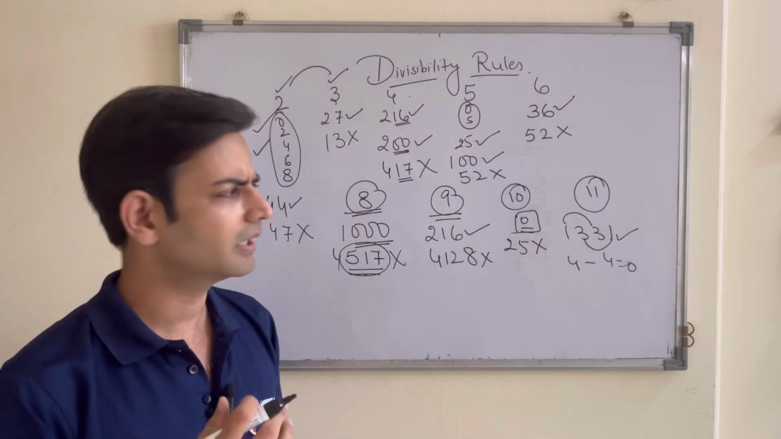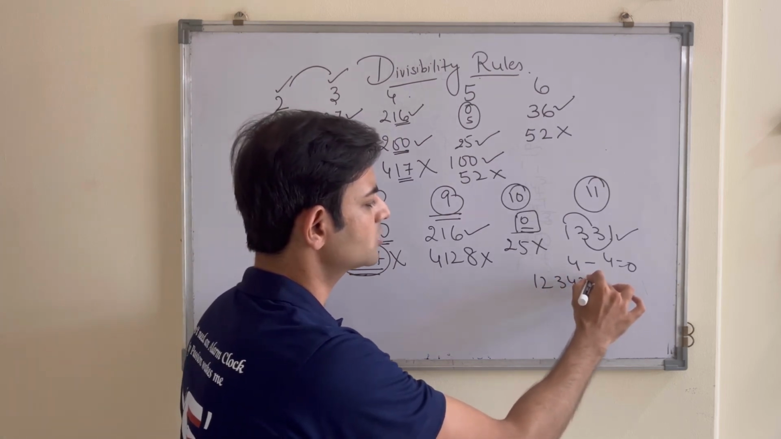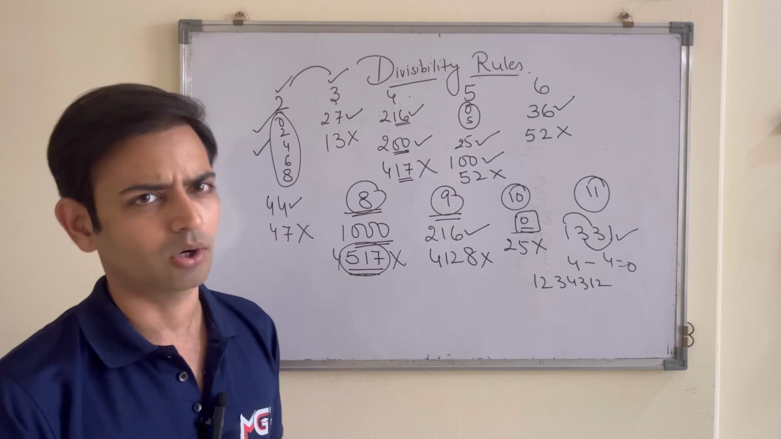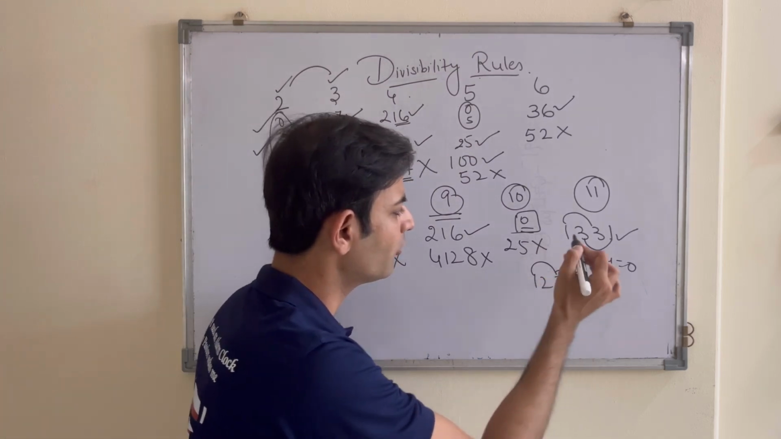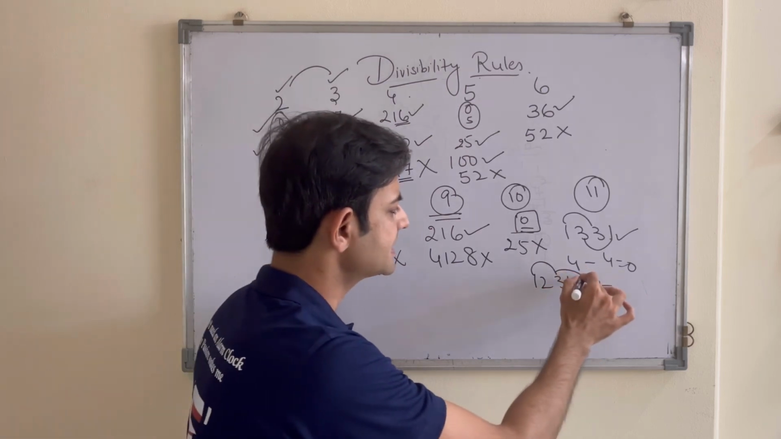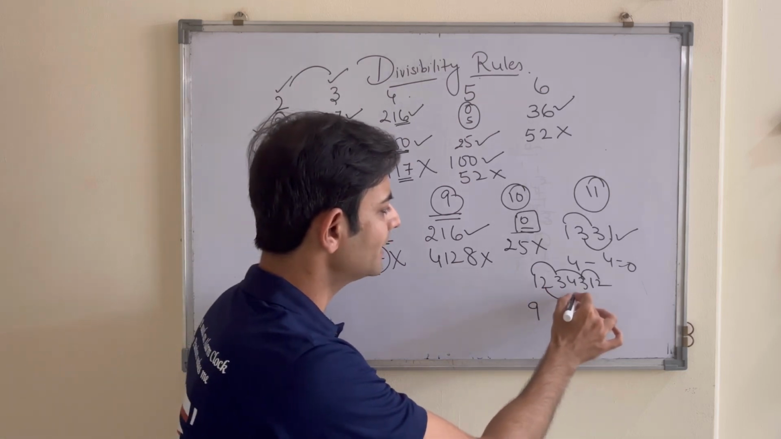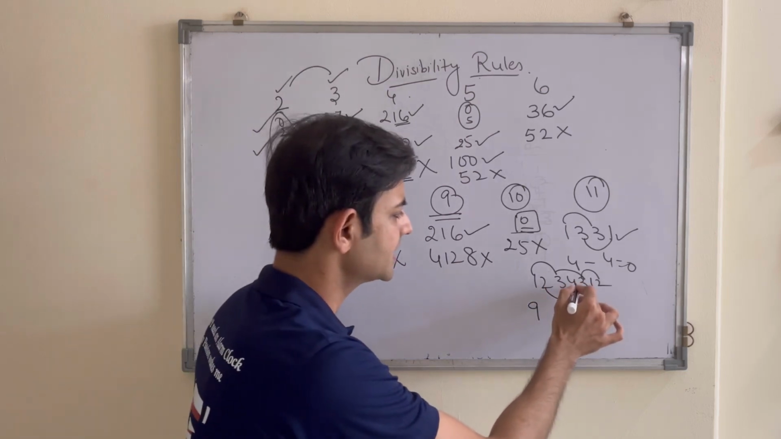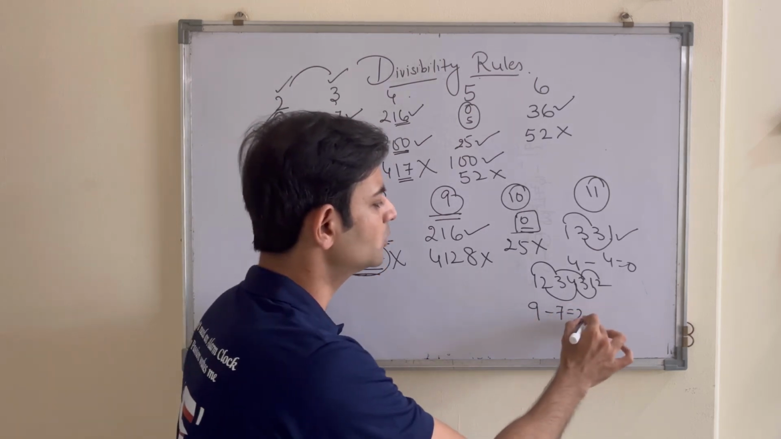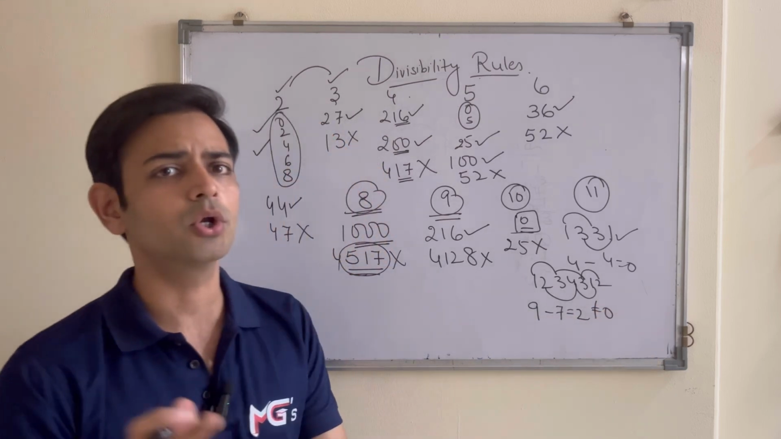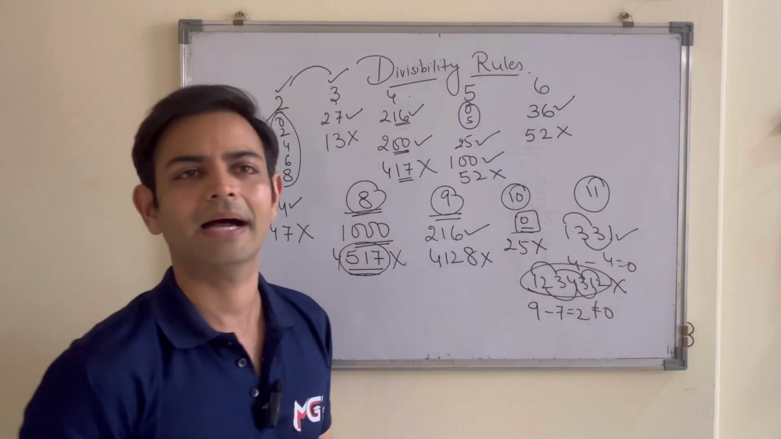If I have a random number, let's say 1, 2, 3, 4, 3, 2, 1, 2. Now let's take the alternate digits. 1 plus 3 is 4, 4 plus 3 is 7, 7 plus 2 is 9. Now we have 2 plus 4 is 6, 6 plus 1 is 7. Now 9 minus 7 is equal to 2, which is neither equal to 0 nor a multiple of 11. So this number is not divisible by 11.